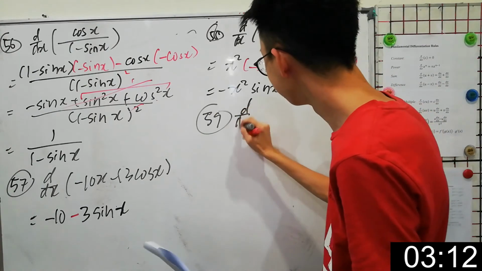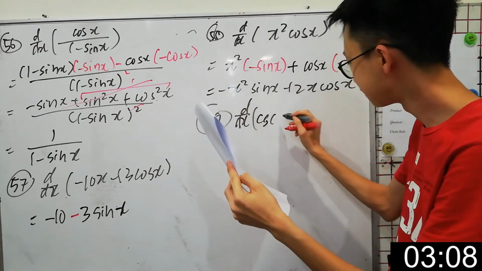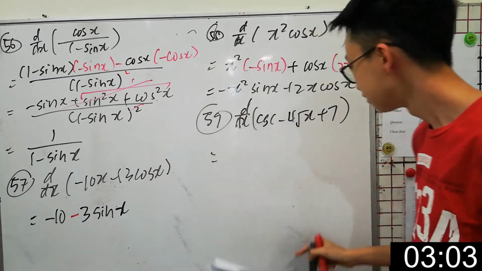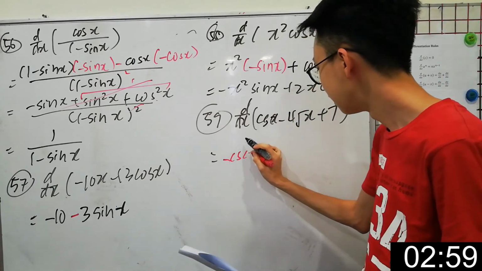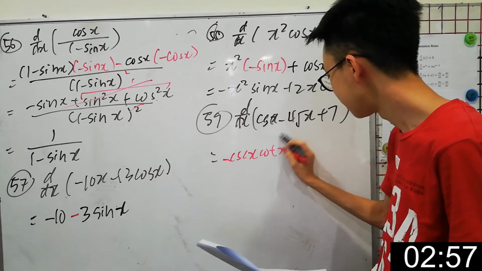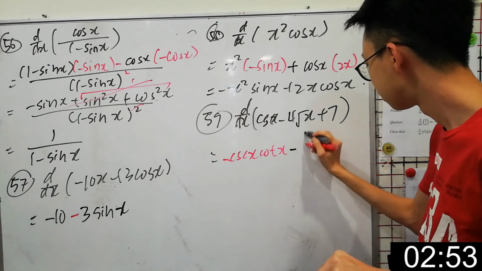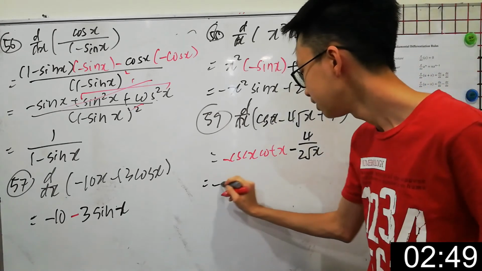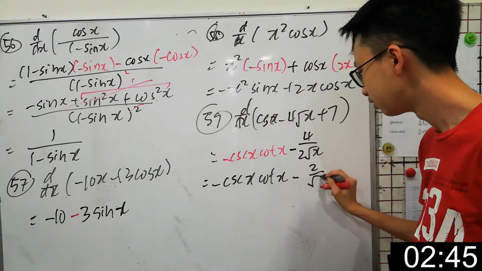And perhaps for the last question, why don't we do a first principle? I will pick just an easy question. So this is cosecant x. Differentiating cosecant x, you get negative cosecant x cotangent x. I have proved this in my second video. Then again this will be 4 over 2 square root x, plus 7 gives you 0. So negative cosecant x cotangent x minus 2 over square root x.